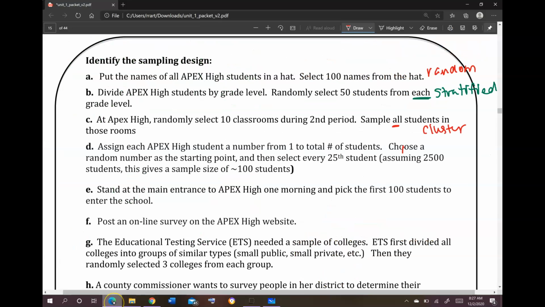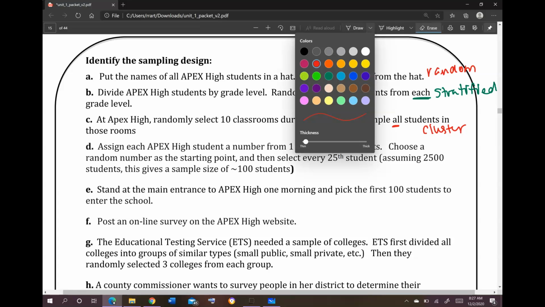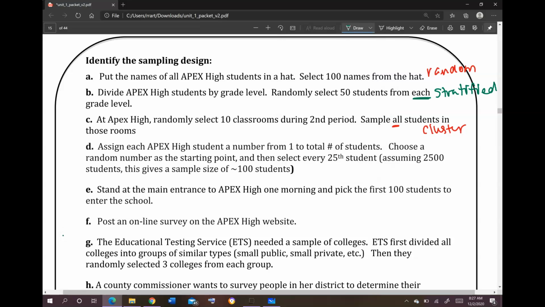All right. Next one says assign each Apex High student a number from 1 to the total number of students. Choose a random number as the starting point and then select every 25th student. Right there is your keyword, every 25th student. That is systematic. Remember when you do every nth subject? So this is going to be systematic.